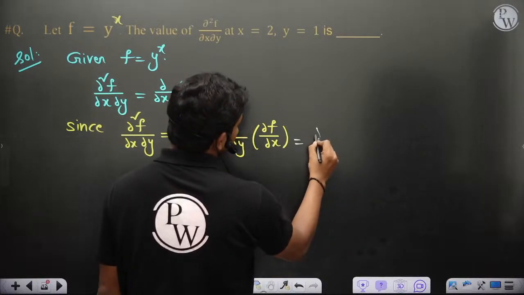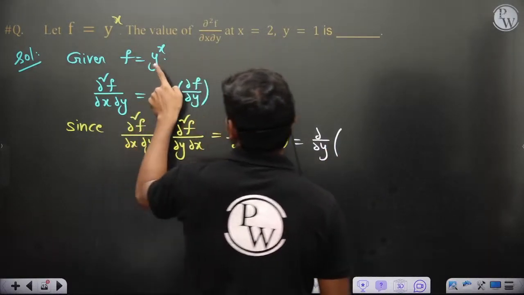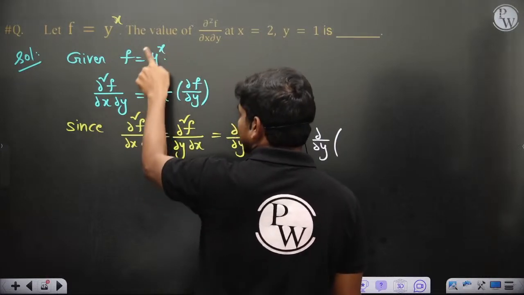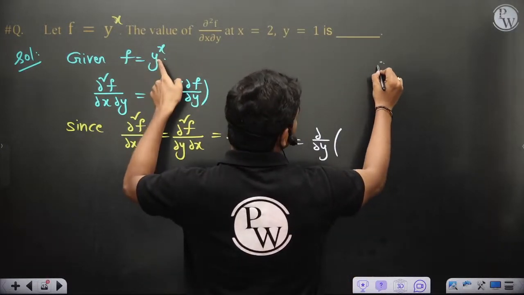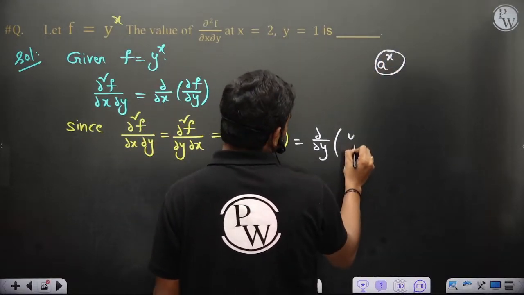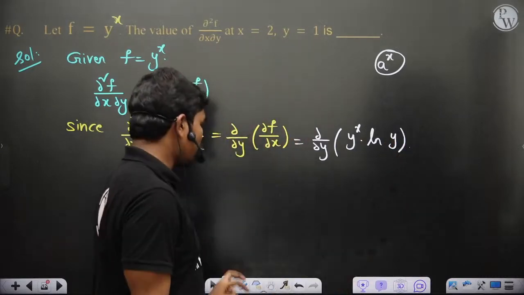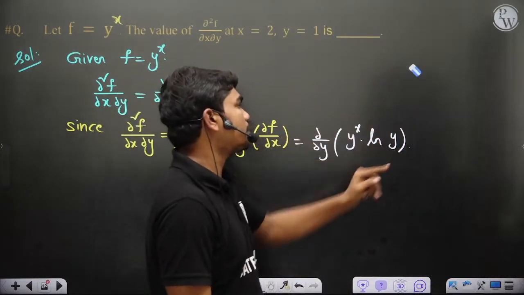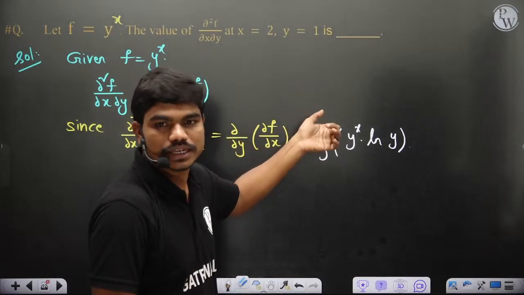This is equal to ∂/∂y of ∂f/∂x. So what is ∂f/∂x? If you are differentiating this with respect to x partially, y is taken as a constant. So y power x is of the form a power x, and you know the derivative: y power x into ln y is what you get. Because if y is constant, it's of the form a power x, and the derivative is a power x log a to the base e.